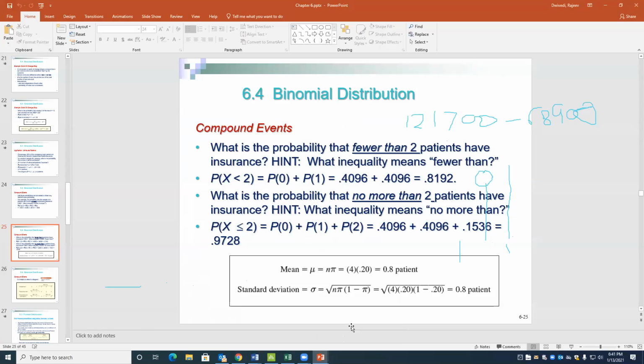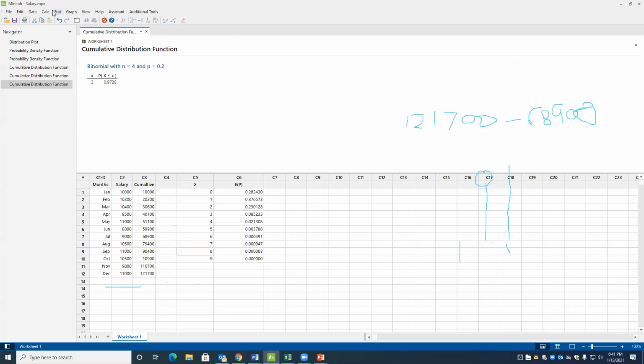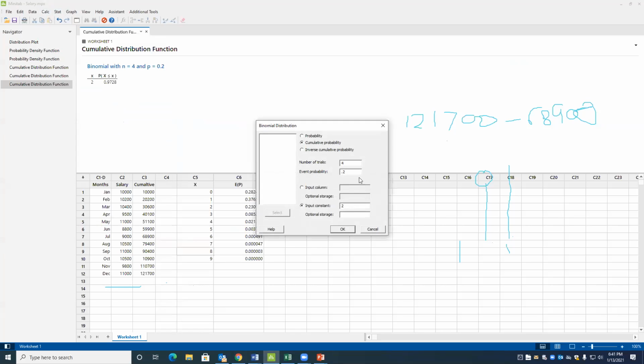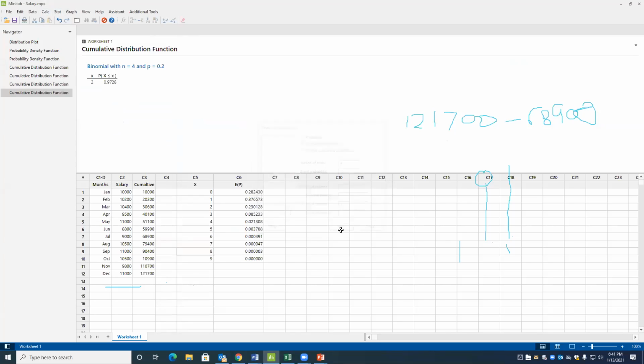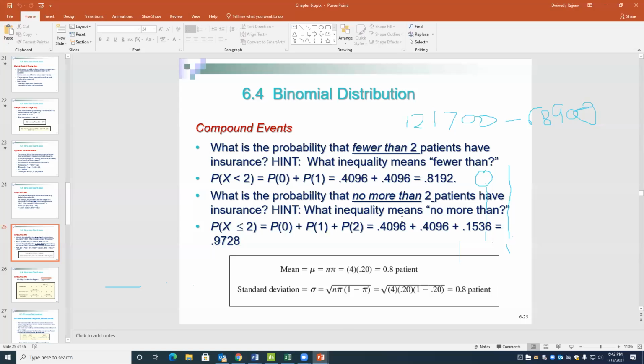So in fewer than this, I'm just going to show the same example. Calculate probability distribution, binomial distribution, and I just put input constant 1. It includes 0, it includes 1, and right here 81.92, and the answer is right there.